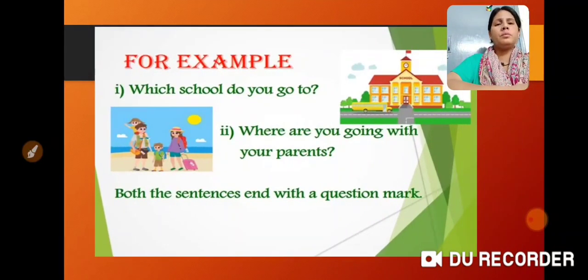For example, which school do you go to? Where are you going with your parents? The following two examples tell us about questions. After reading these two sentences, we find out that they are asking something, that is, asking a question. That's why both sentences end with a question mark, which means this is a question type of sentence.